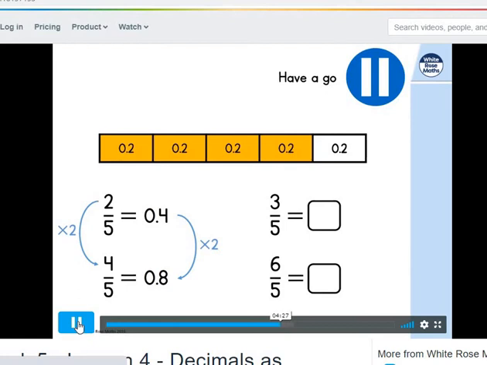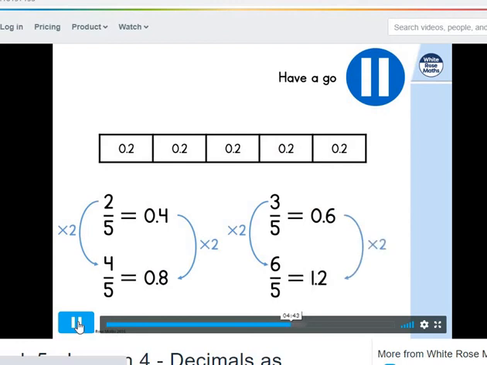What about 3/5? Well, 3/5 would be 0.6. 6/5, well, that's larger than the bar model I've got here. But again, I can notice the same pattern. The numerators have doubled while the denominators have stayed the same. So the decimal equivalent will be twice the size. So 0.6 times by 2 would be 1.2.